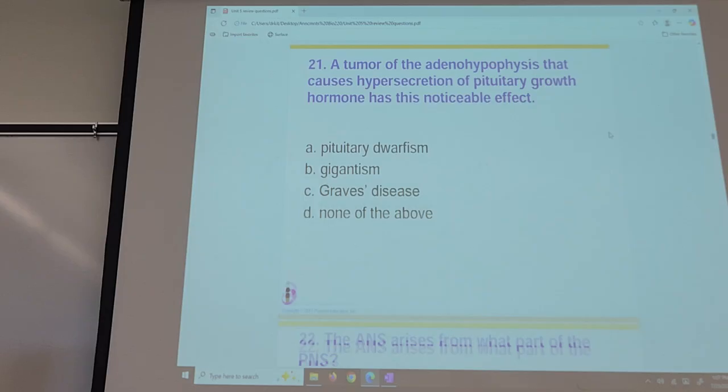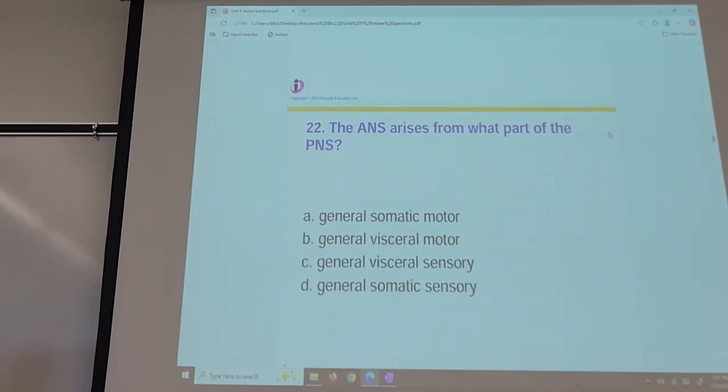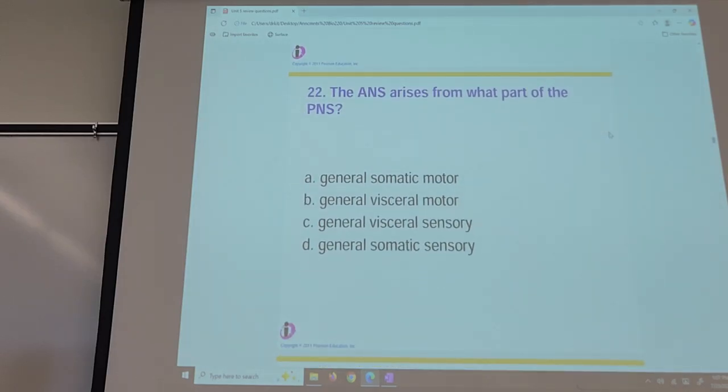21 we can skip because I didn't talk about tumors. The ANS arises from what part of the PNS? B. General visceral motor, right? Okay, good.